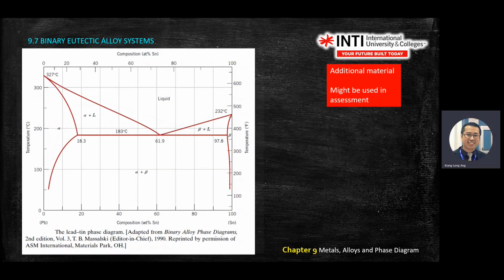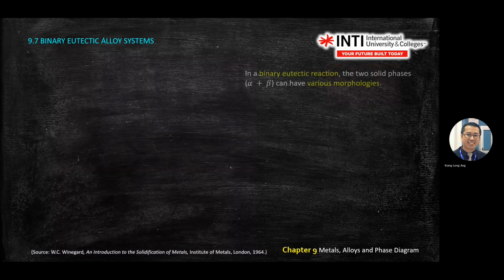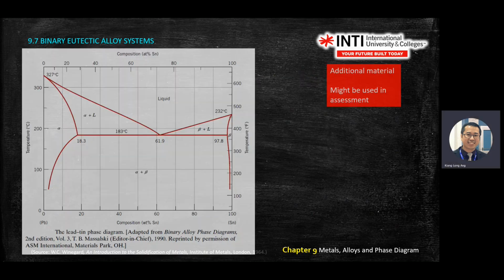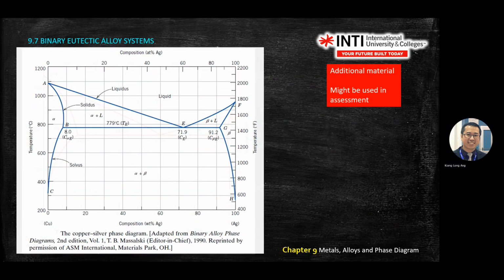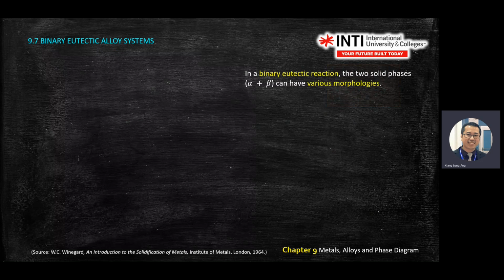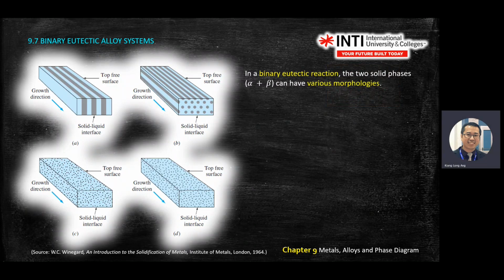Okay. So this is another chart that you're familiar with. So again, I highlight two graphs here. One is this one, one is this one. So in binary eutectic reaction, two solid phases alpha, beta can be formed. So these are the simplified diagrams where you have a eutectic structure. So you have 1, 2, 3, 4. It's very direct. You can read from the slides.